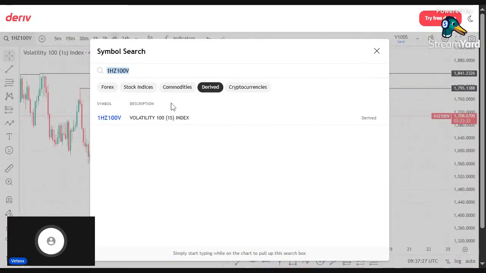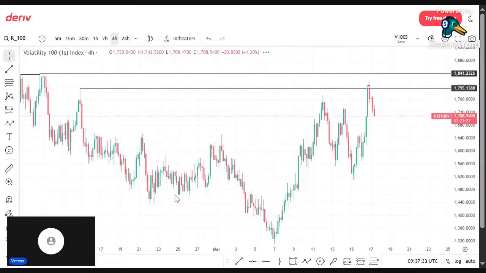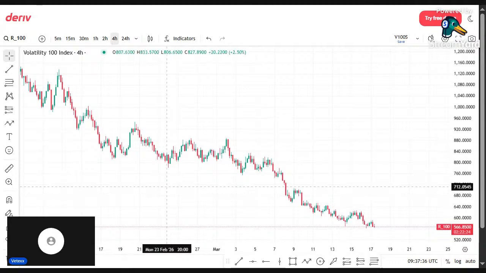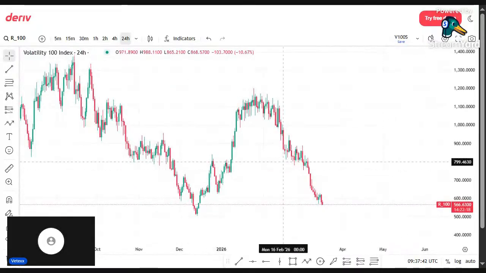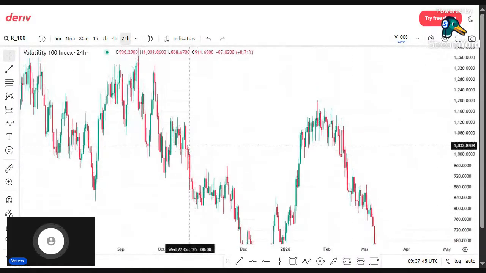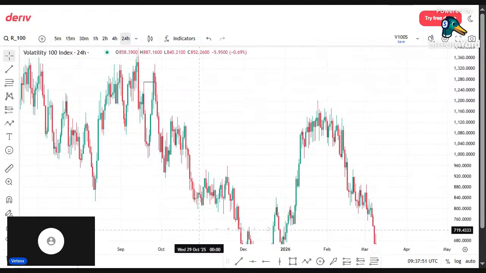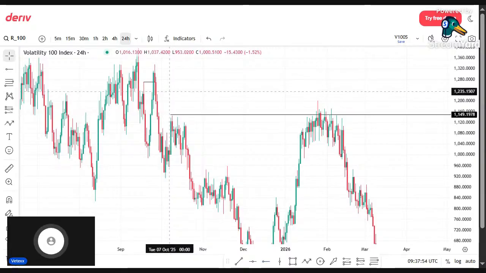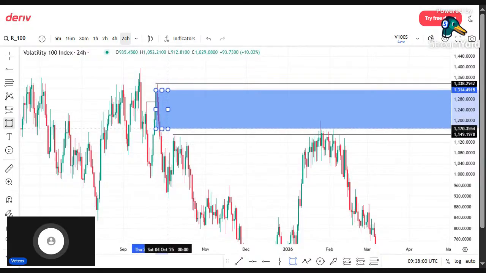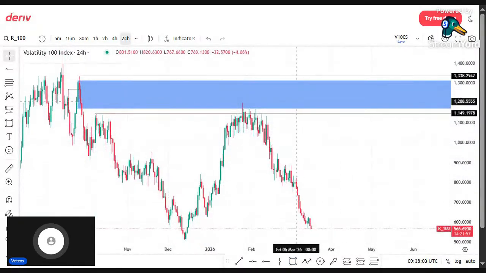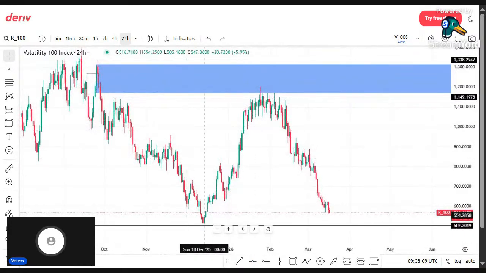So the next pair I'll be checking now is V100. So V100 on the 24-hour time frame, almost matching TP on the 24-hour time frame, because this is where price was selling from. We have a sweep here. We have a structural liquidity here. We have our protected high right here, and then we have our point of interest here. So this is the starting point, and this is the finish point. All right, the starting point here, finish point here.